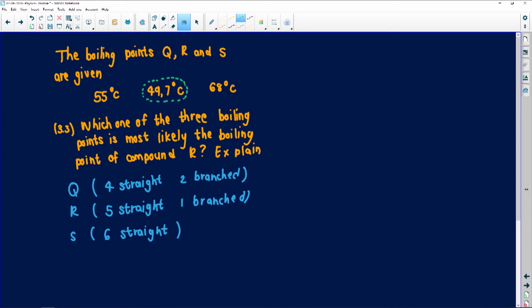So which of the compounds is R? It will be 55 degrees Celsius. And your explanation could be it's got 5 straight chains, 1 branched. It's got 1 more than Q, 1 less than S, right? Which means the energy needed is more for Q, but less for R.